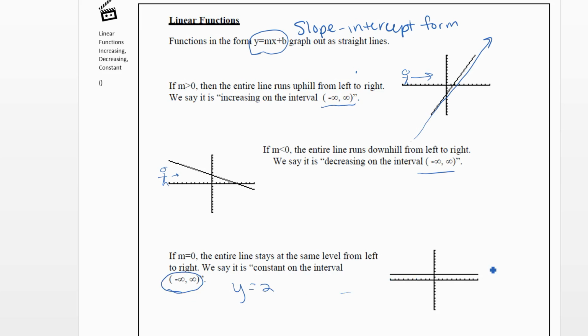It's always flat. Okay, so one of the reasons why linear functions are so simple is because from negative infinity to infinity, it's either always going to be increasing, always decreasing, or always constant. You won't change directions on the graph.